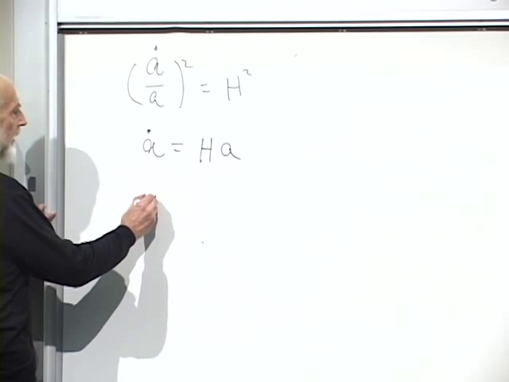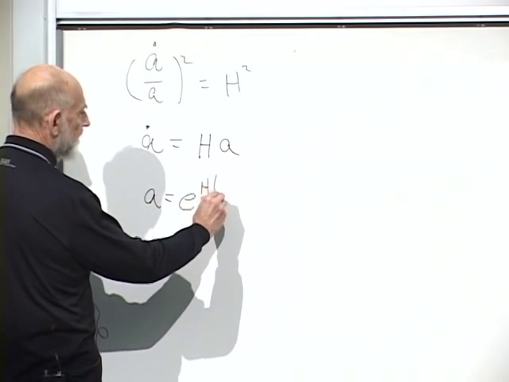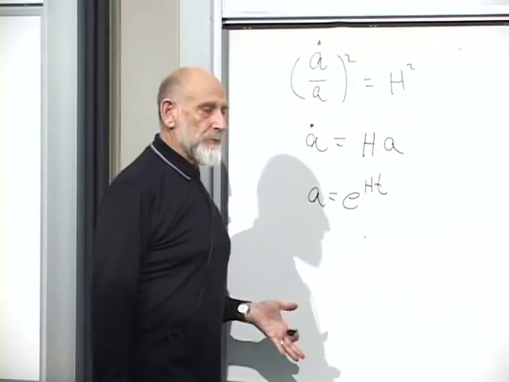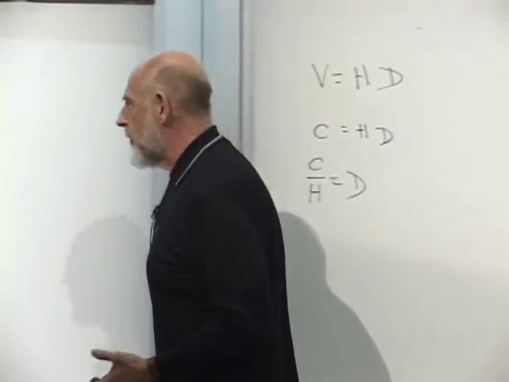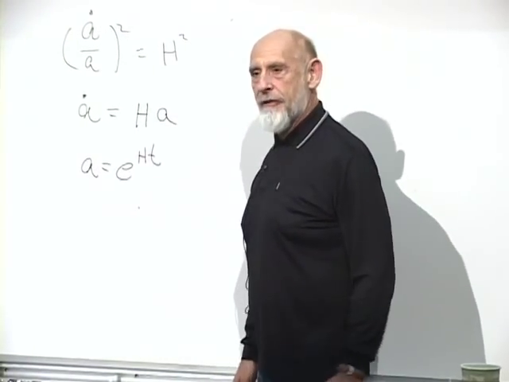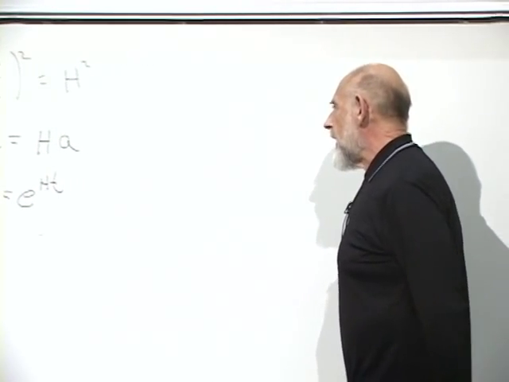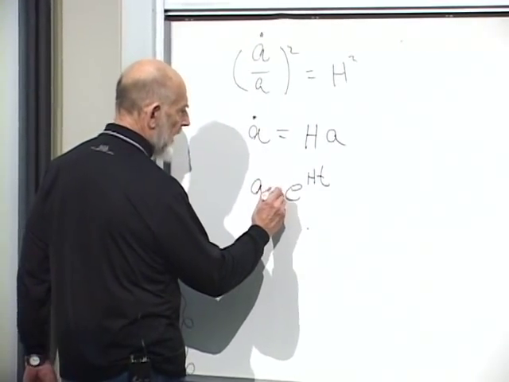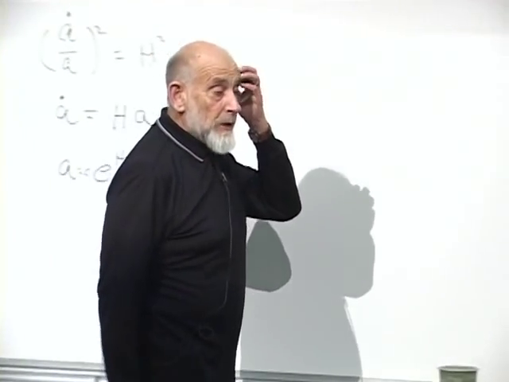I think some fraction of you can solve this equation. Nobody can solve it? Right. A is equal to E to the HT. This is the equation that tells us that the growth rate of A is proportional to A itself, exponential growth with time. A thing which changes by an amount proportional to its own value exponentially grows. And the growth factor, the time constant for this, is H. E to the HT is the way this universe is growing. You can put a constant in front of it. The constant doesn't matter much. So this is an exponentially growing universe.